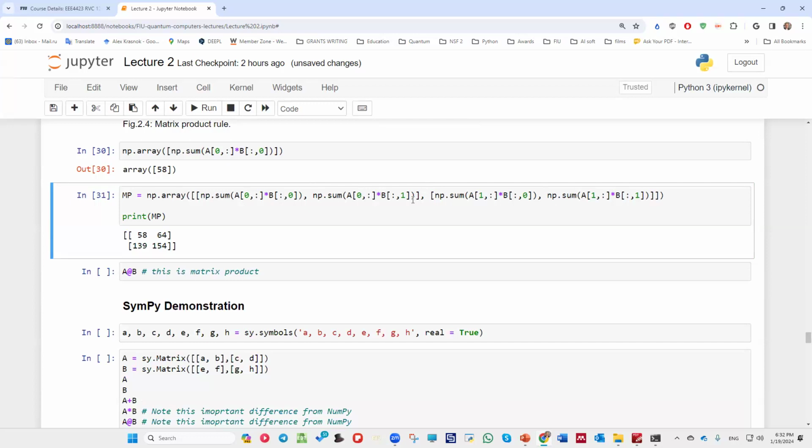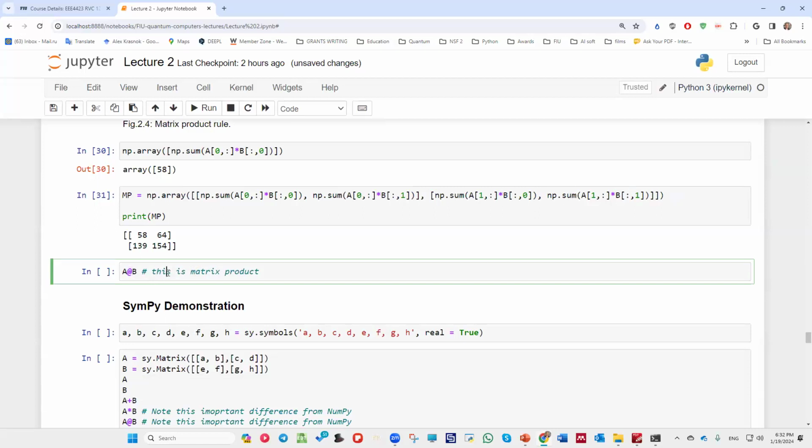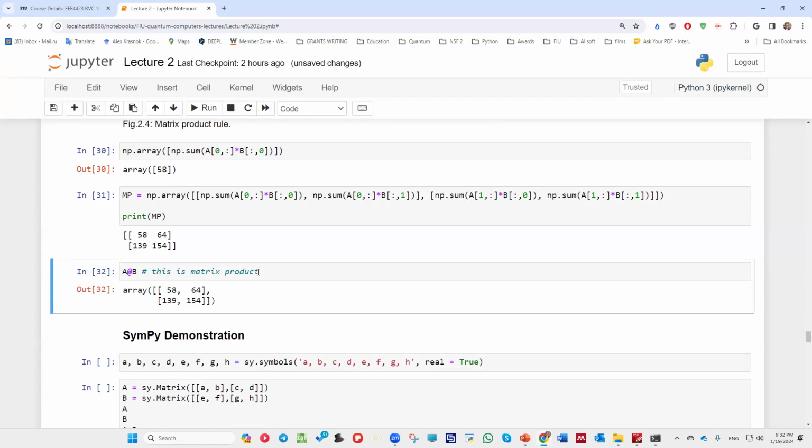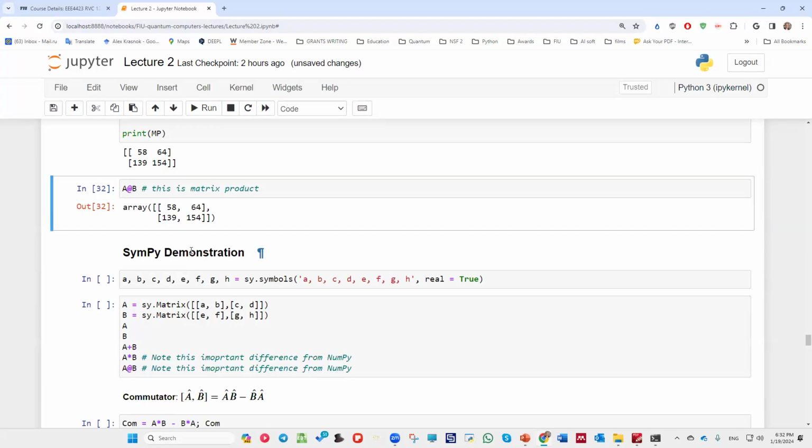As you can see, it's a very difficult way to do so, right? Of course, there is an operator for matrix product. It's simple: the @ symbol. Here, you simply write A @ B. It gives you the same result. Very easy, very straightforward.